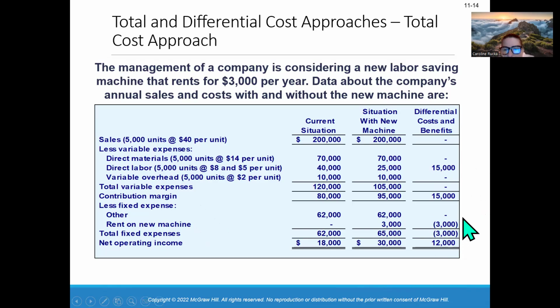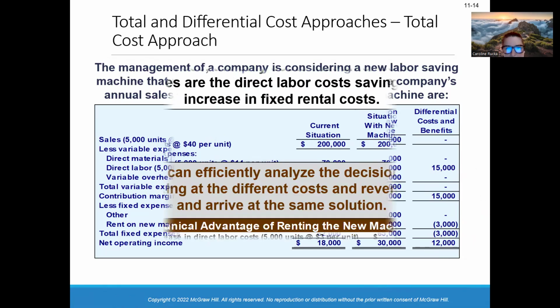We would have additional rent on the machine, so our fixed expenses would go up. Our contribution margin up here goes up because we have fewer costs. And then our net operating income all together goes up by $12,000. So that looks like a pretty good deal, right? Our income goes up.